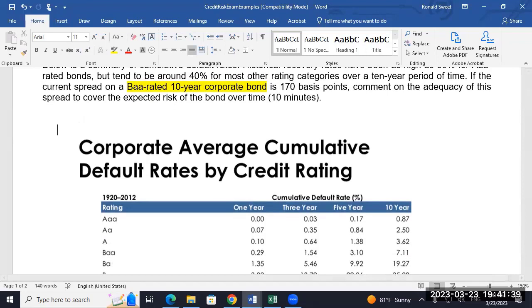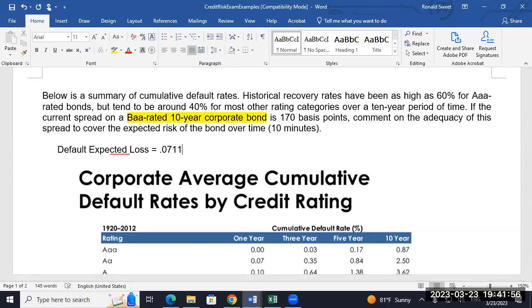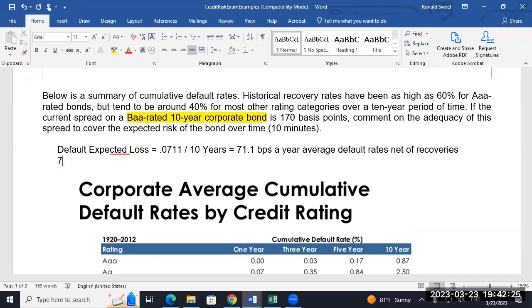So the default expected loss is going to equal, so BBB has 0.0711 divided by 10 years, that equals 71.1 basis points a year average default rate. So you expect about 71 basis points in defaults every given year. So if you get paid 71 basis points, that would cover that, net of recoveries. So you got 71.1 times 1 minus 40%. So you can get 40% of it back, so you're going to lose 60%. So how much you're going to lose, you do that math, whatever it is. I have to do it.